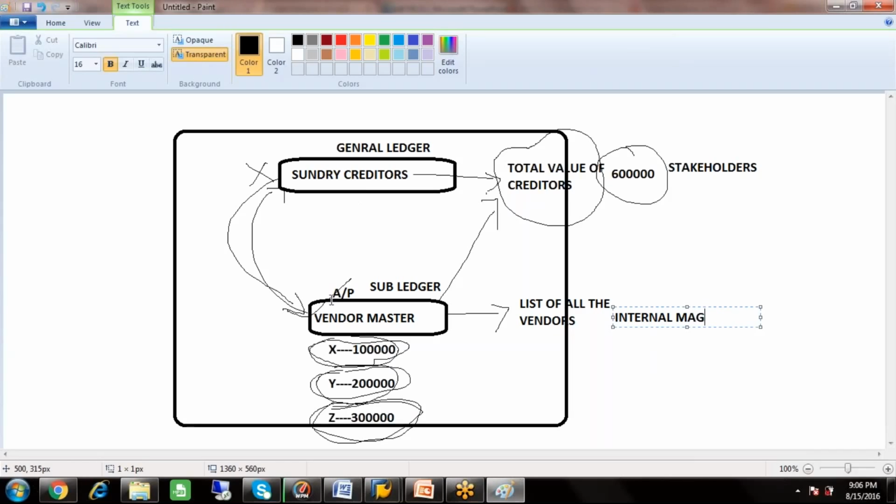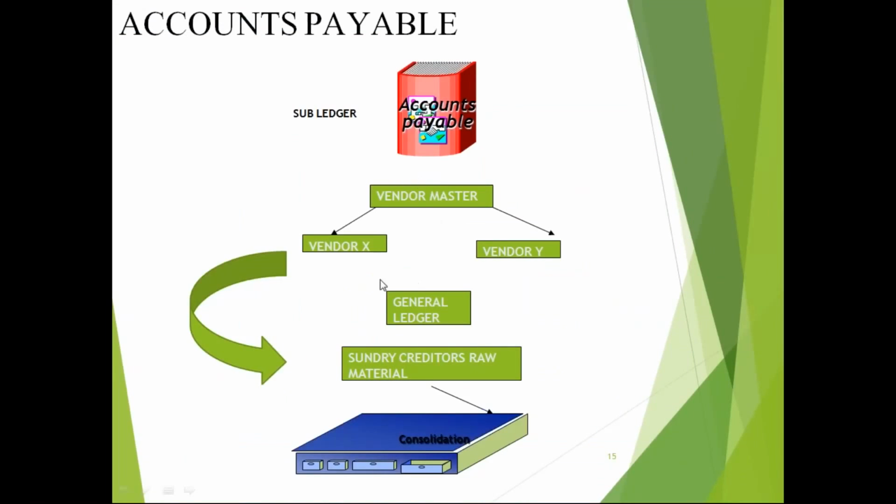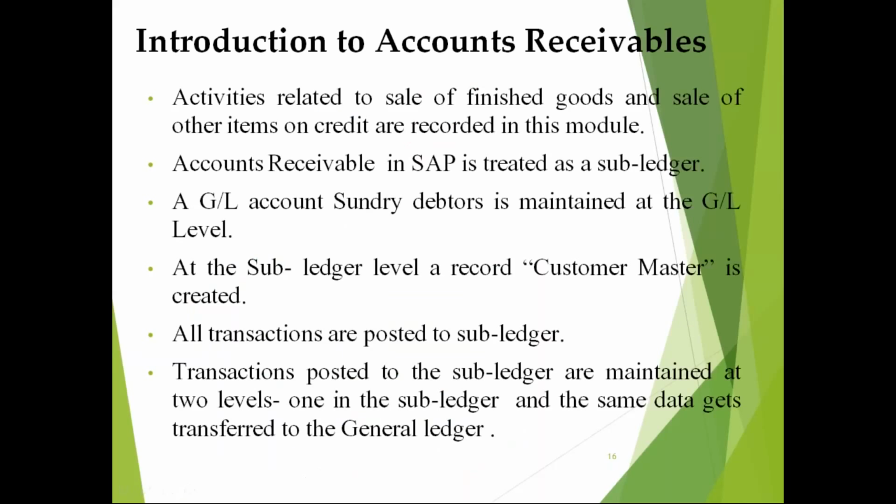I hope things are okay till here, Sujit. Yeah. The same thing I have put it here. Vendor master I have put it at the top actually. GL I have put it at the down. It gets linked to this. Posting will be done to the subledger. From there it gets transferred to the GL. Okay. Very much similar to this is receivables.